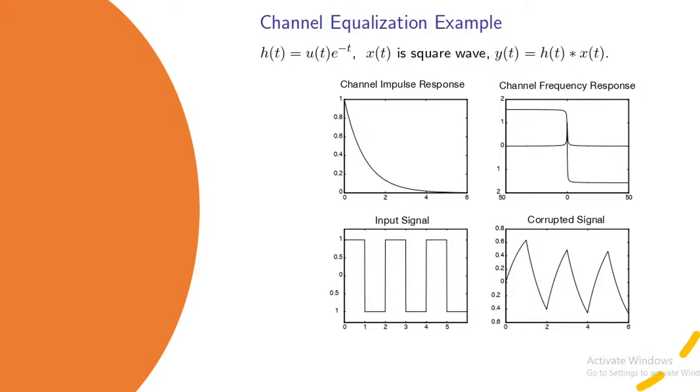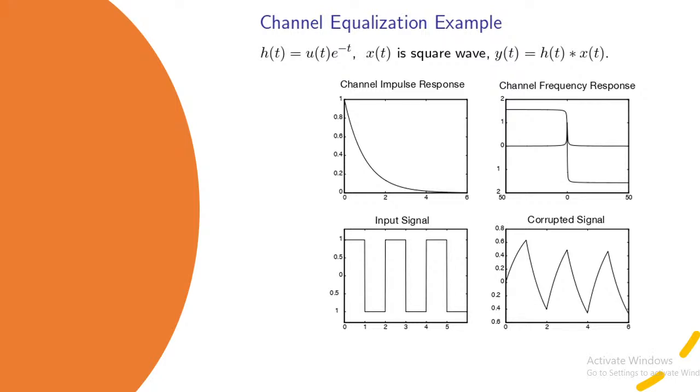Now, what is your input signal? Input signal is a square wave. As we have said, it is a square wave. Now you see, if I give this square wave into the channel response, we will get the corrupted signal.